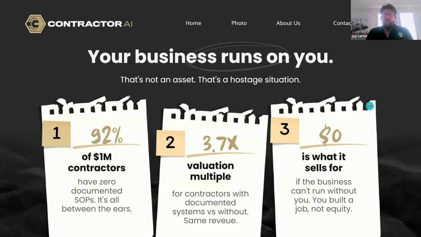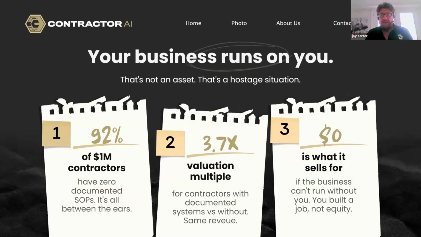So zero is what it sells for. When we don't have any documentation, when we don't have the basics, how and what and where, nobody's buying that business from you. Even if you are profitable, even if you're showing a good EBITDA, especially in that 1 to 5 range, your business is worth $0.